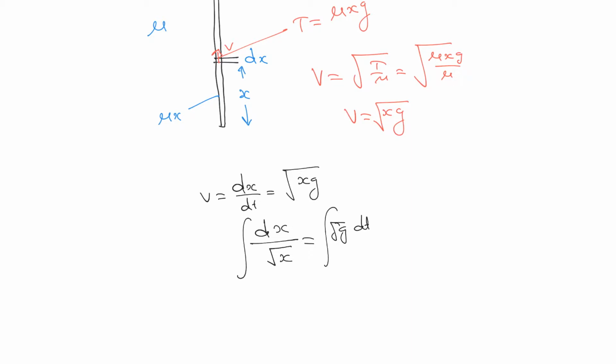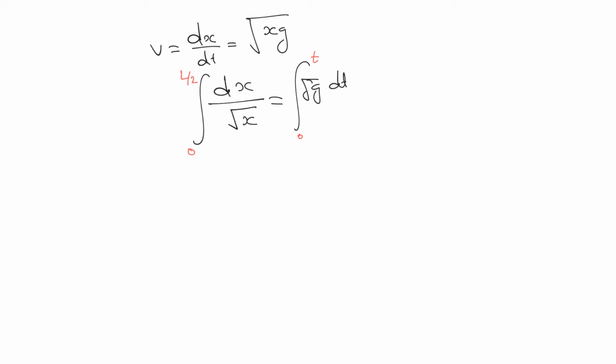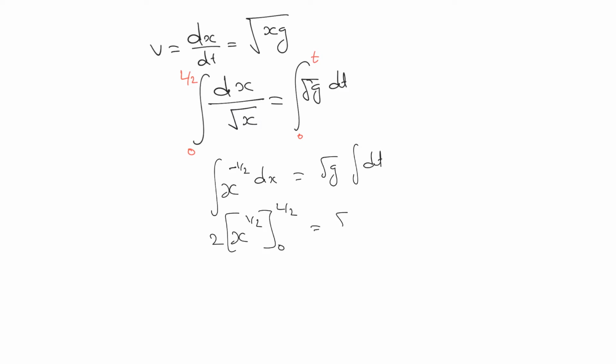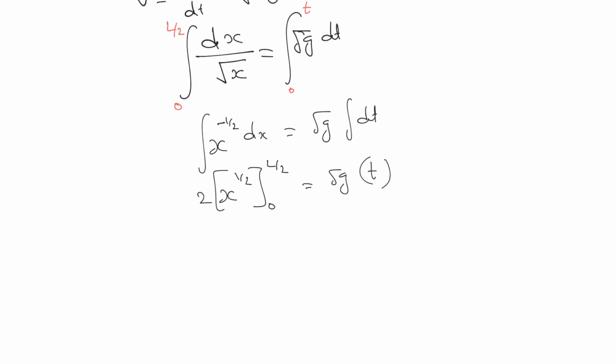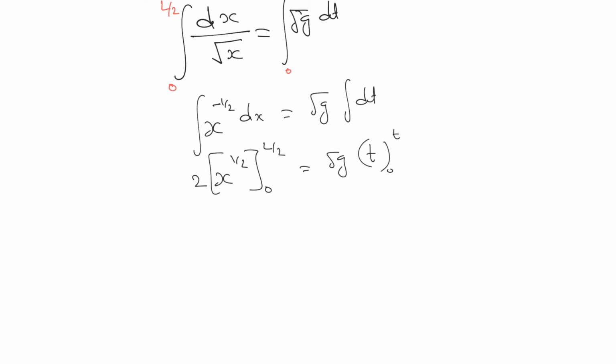The value of x is changing from 0 to L by 2, half of the length of the string, and time is changing from 0 to t. So if we integrate this expression, 1 by root x can be written as x raised to minus 1 by 2 into dx, integration of this equals root of g into integration of dt. So x raised to minus 1 by 2 plus 1, that is x raised to 1 by 2 divided by 1 by 2, with the limit from 0 to L divided by 2, is equal to root g into the integration of dt, which is t, with the limit from 0 to t.